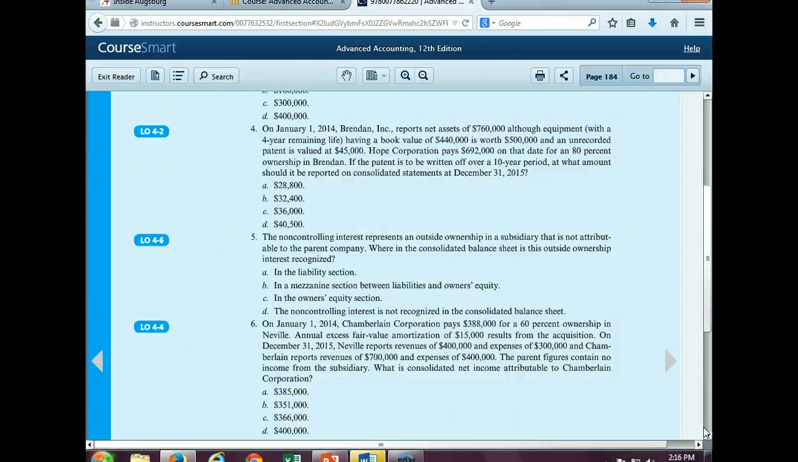The non-controlling interest represents an outside ownership in a subsidiary that is not attributable to the parent company. Where in the consolidated balance sheet is the outside ownership interest recognized?